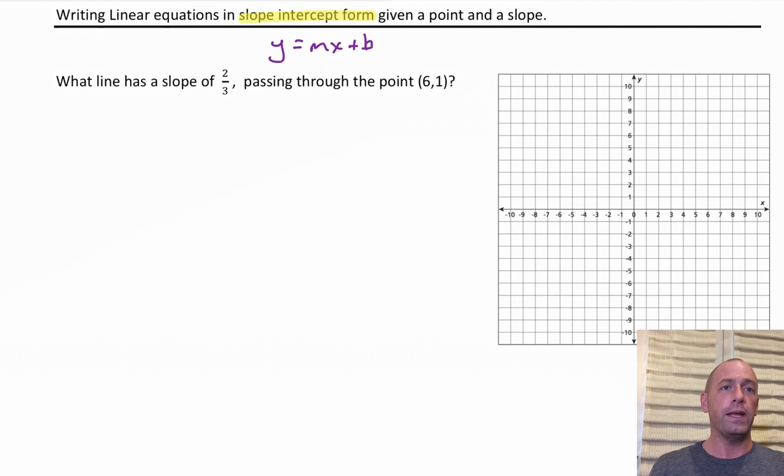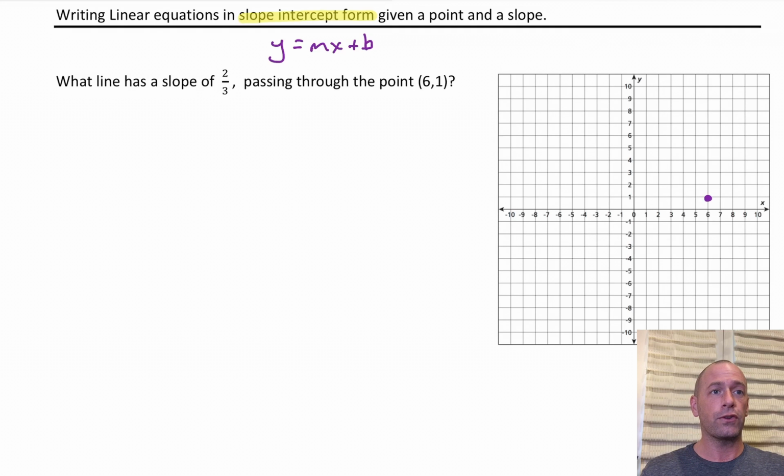Well, we know the slope of these lines, but we don't know the y-intercept. So we're going to find it two ways. First, we're going to use the graph. This is helpful if you don't know how to use the equation. You can always graph out the information that's given.